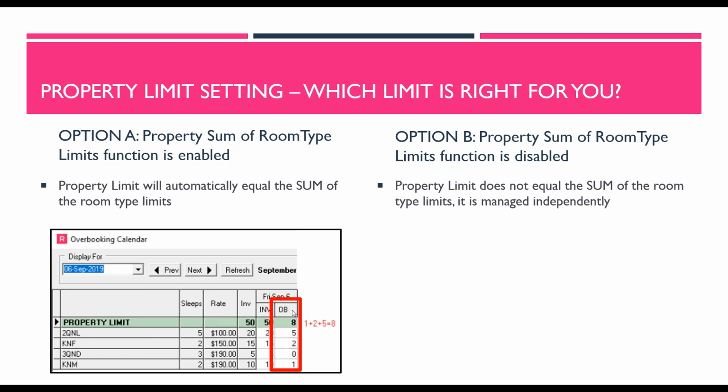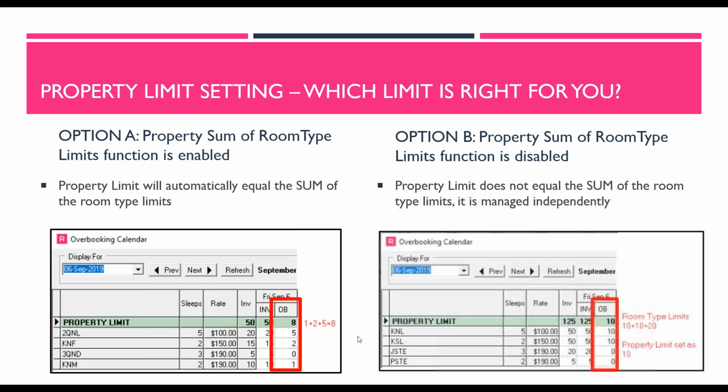The values of the room type limits, here represented by the numbers 1, 2, and 5, automatically equal the property limit. The user is not required to manage these values independently. The property limit will automatically equal the summation of these individual room type limits.